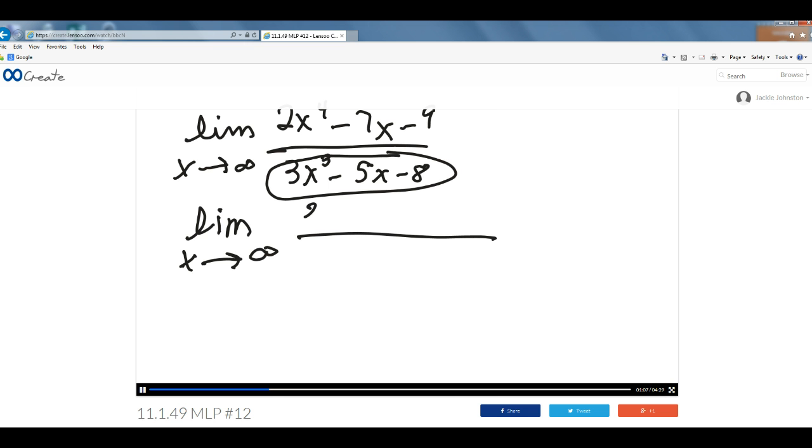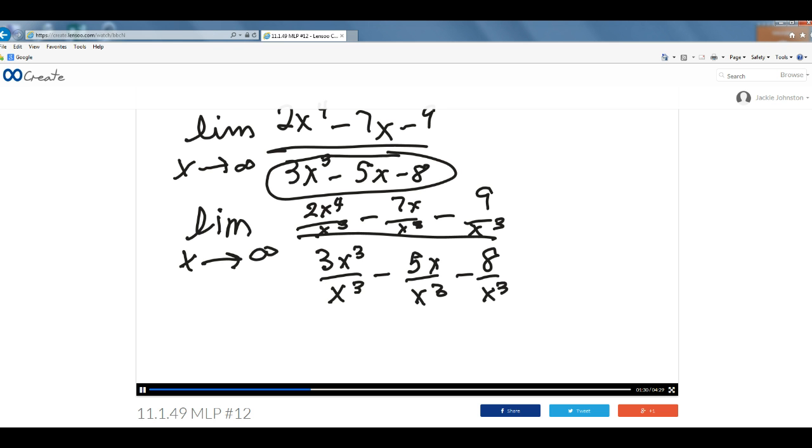So that means I would have 2x to the fourth divided by x cubed, minus 7x divided by x cubed, minus 9 divided by x cubed. And then on the bottom I have 3x cubed divided by x cubed, because that is my highest power in the denominator.